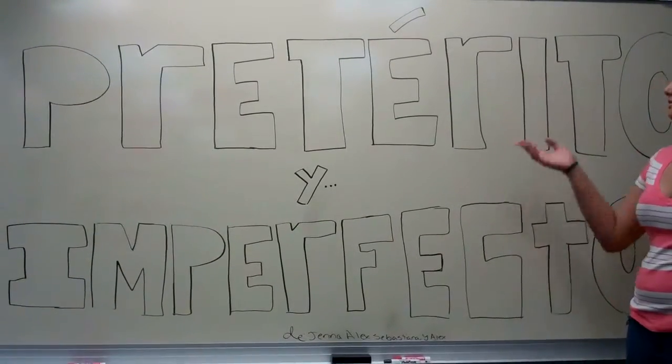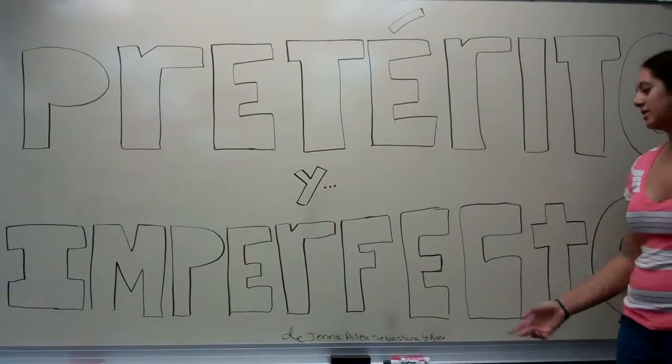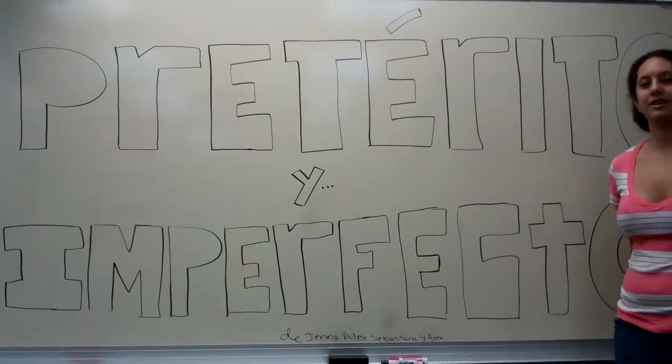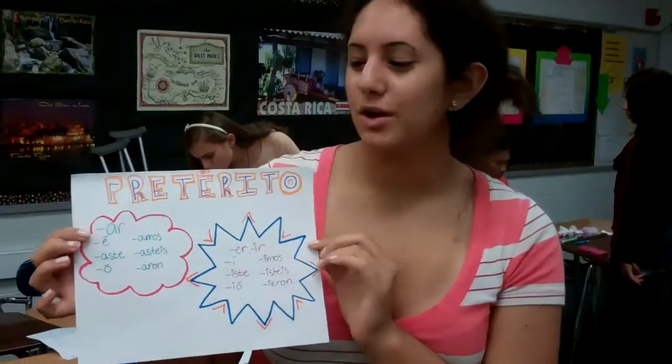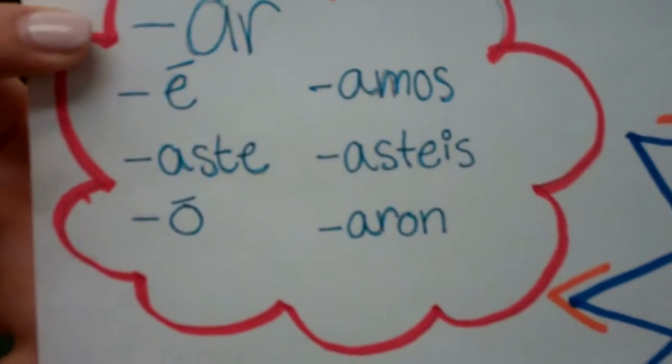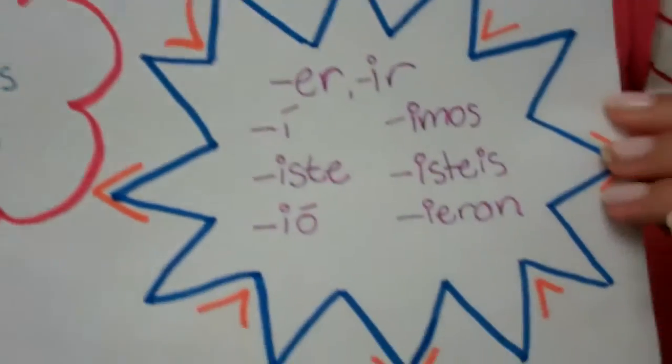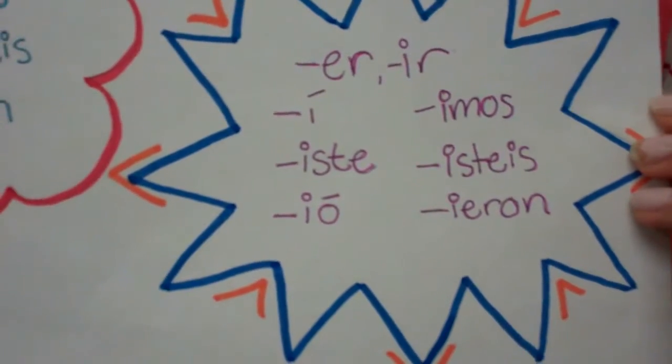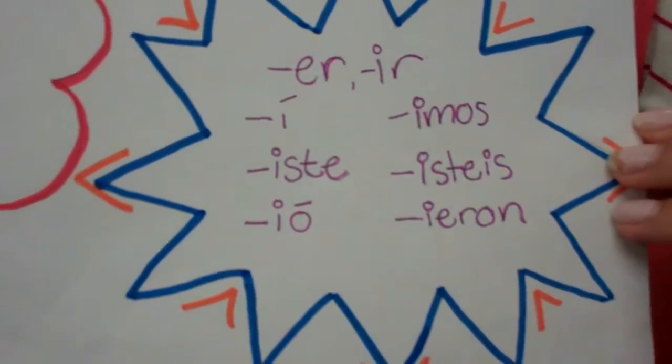Aprenderemos sobre pretérito e imperfecto. Endings in the preterite. AR is é, aste, ó, amos, asteis, aron. ER and IR is í, iste, ió, imos, isteis, ieron.